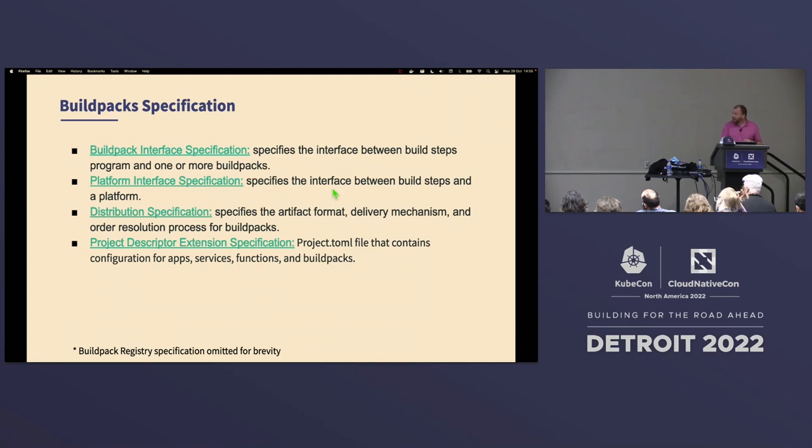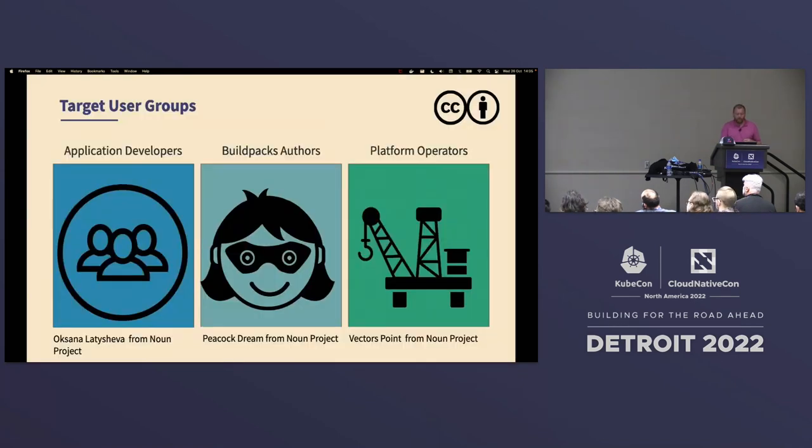That leads me to talk about the kind of people we consider when we're developing these specifications. We keep in mind three target user groups. First, and most importantly, frankly, the application developers. Application developers use something we call a platform to build an image. You've already seen an example of a platform in the demo that I showed. Pack is an example buildpacks platform.